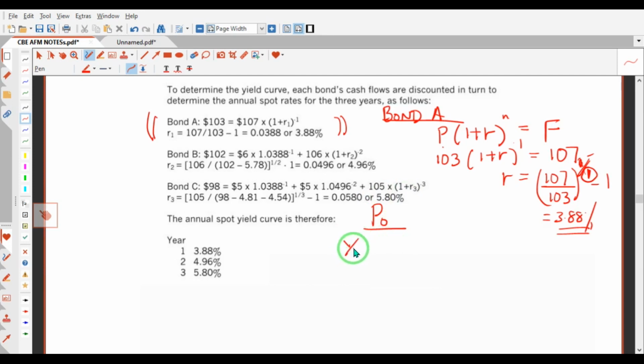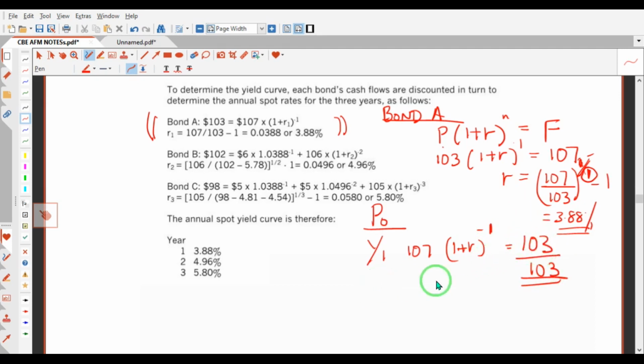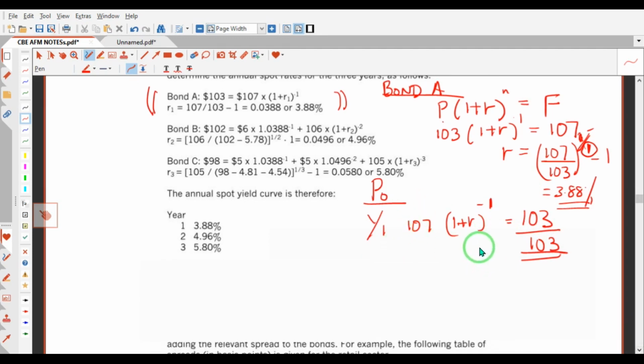So what's going to happen in year 1, my cash flow, I don't know the price. Remember, I don't know the price. Assuming I don't know the price, but actually I know it's 103. But assuming I don't know the price, in year 1, I'm going to get 107. And I'm going to multiply by 1 plus r to the power of negative 1. And that's going to be whatever cash flows you have, the total is 103. So the total here will be 103. So giving the answer here to find r, there's only one equation here, one unknown, you can find it.